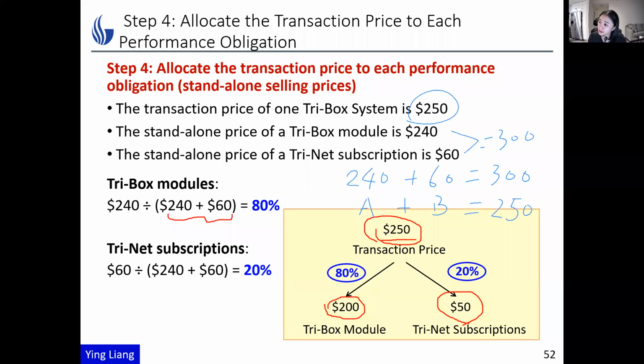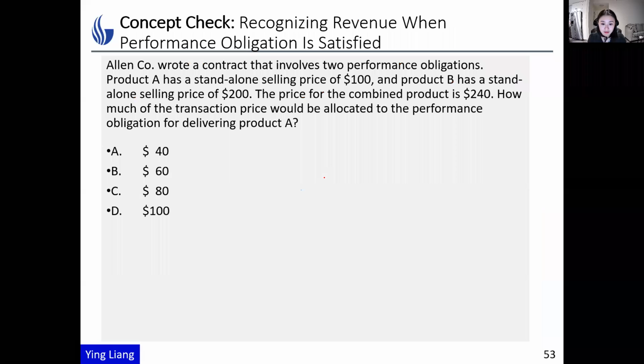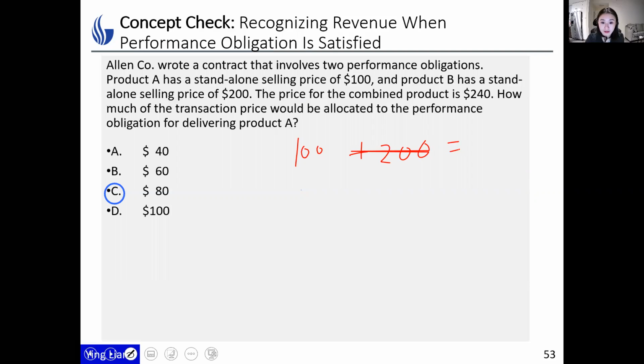Now, let's do another question to have a better understanding. You can pause here. Well, the correct answer is C. Now, let's see how we do it. So there are two products, so obviously two performance obligations in the contract. Product A has a standalone selling price of $100 and product B has a standalone selling price of $200. So I know the total without the combo price is 300. And now my combo price is just 240.